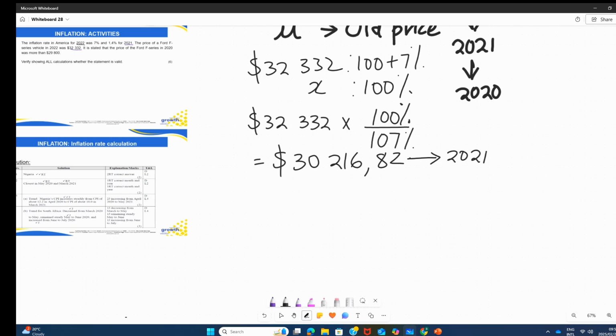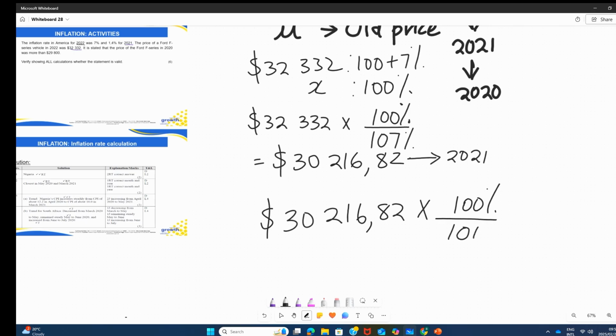So it means we now need to take the price of 2021 and say $30,216.82 times. Remember, we said at the numerator, you write the percentage of what you're looking for. You're looking for 2020. 2020 is old, so old is always represented by 100. We are told that the percentage for 2021 is 1.4, so it means now we're going to have 101.4. Then when we do the calculation, we'll find our answer being 29,799.63.